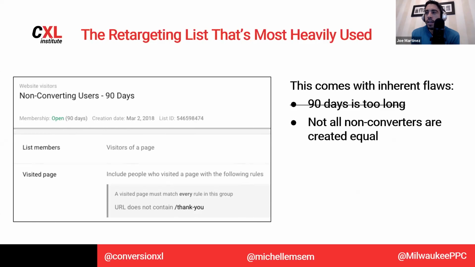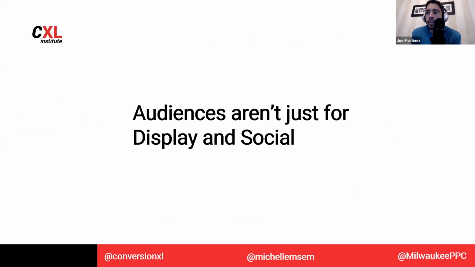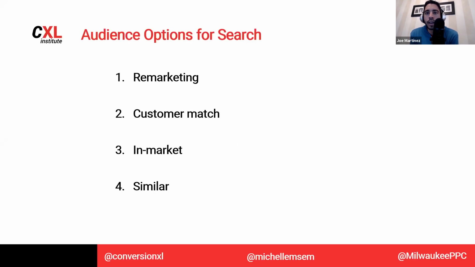Now we kind of talked about retargeting a little bit, but we want to keep in mind that audiences aren't just for display and social. We can use audiences a lot within the search network too. And that is something that I think is still pretty underutilized. So when people think of audiences in search, the first thing that usually pops in the head is RLSA, remarketing list for search ads. But we can see that's just one option that we have.